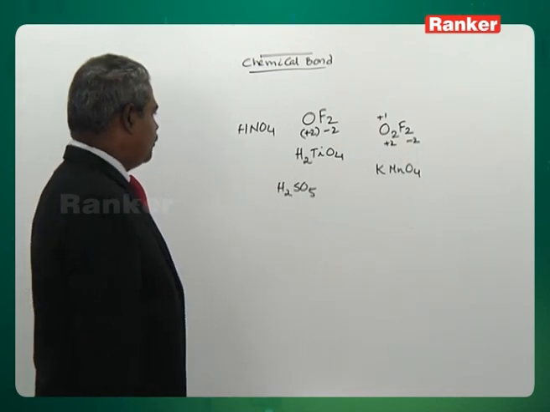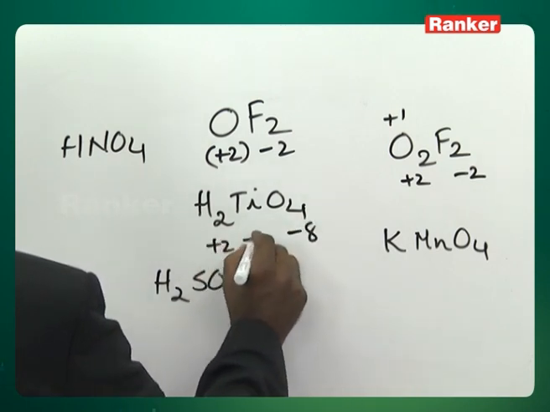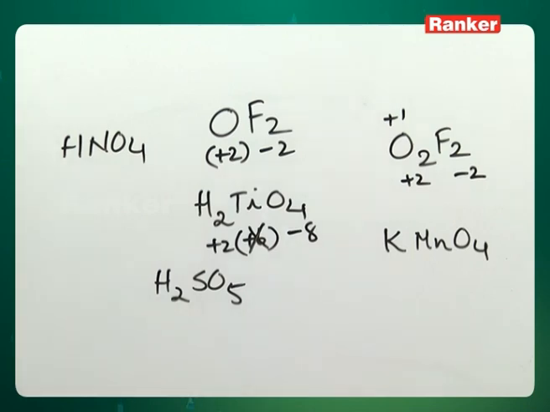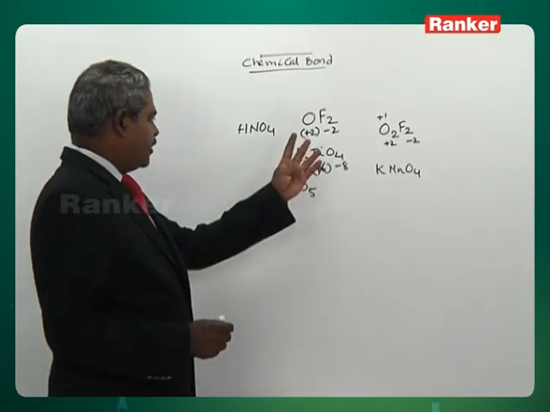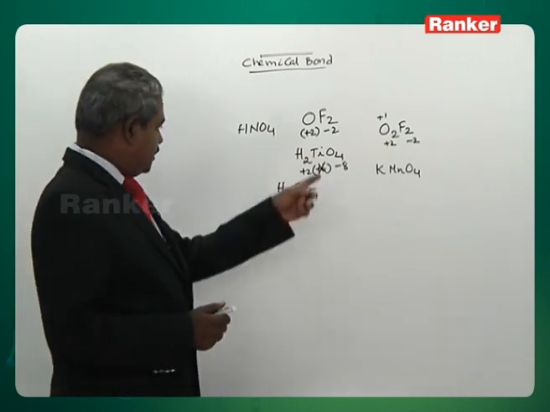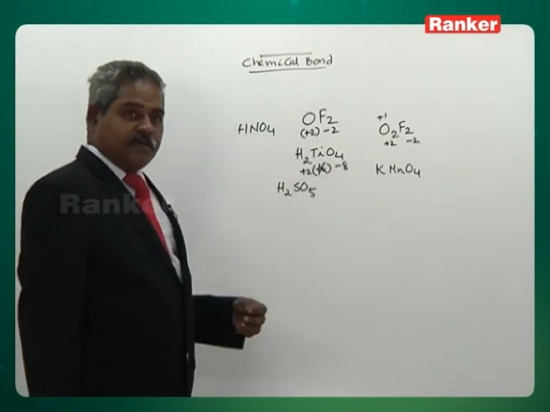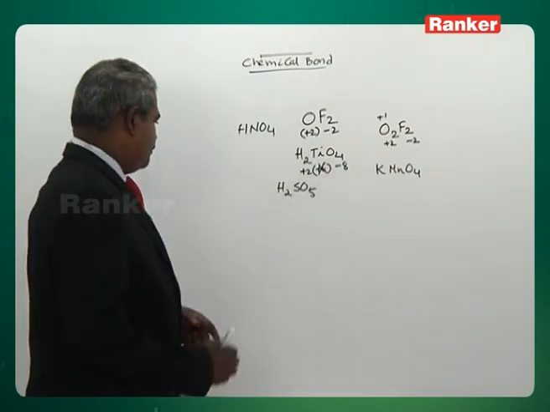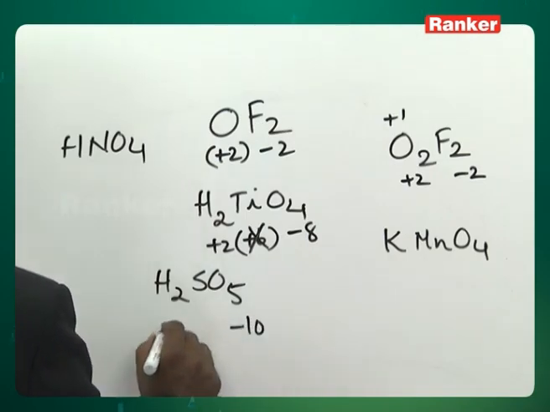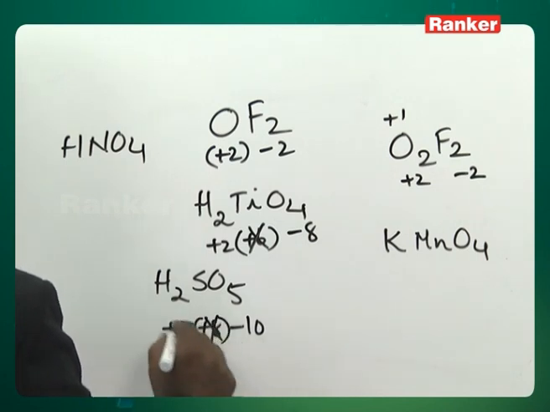And H2TiO4. What about H2TiO4? Minus 8, plus 2, so plus 6. It is impossible for titanium because titanium belongs to the fourth group, 4B, and 6 is impossible. Therefore, it contains a peroxy bond. It is called pertitanic acid. Something with a per. H2SO5: minus 10, plus 2, so plus 8. Impossible. Peroxy.